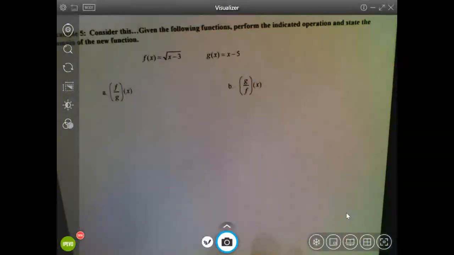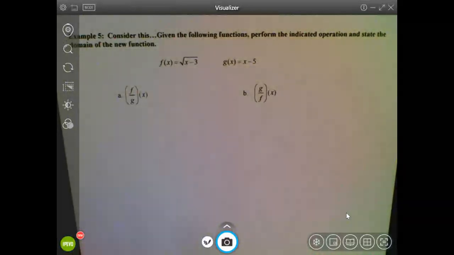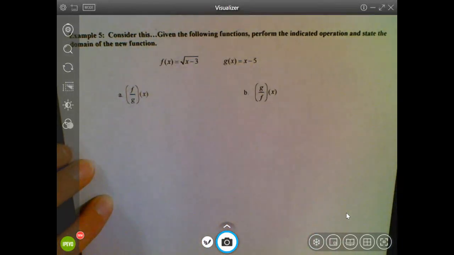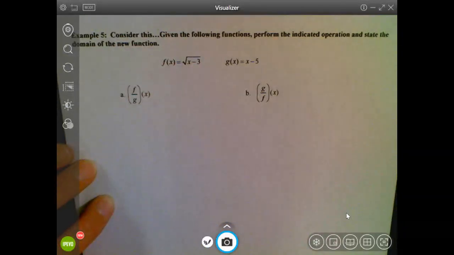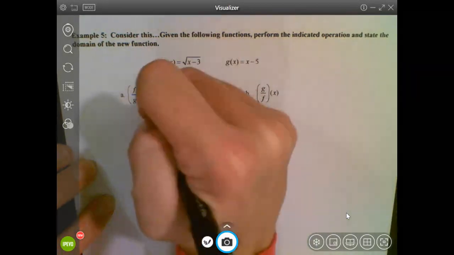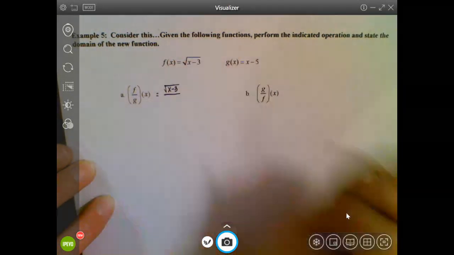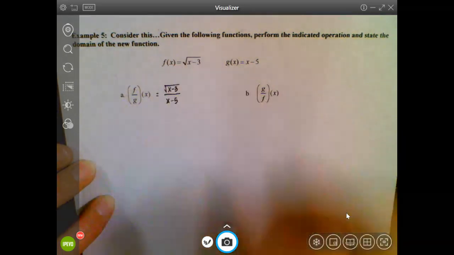All right, we'll look at one more example. This one's a little bit different because it does have a square root in it. So we want to say f of x is equal to the square root of x minus 3 and g of x is x minus 5. So if we want to divide f by g, that's going to tell us that we have the square root of x minus 3 divided by x minus 5.